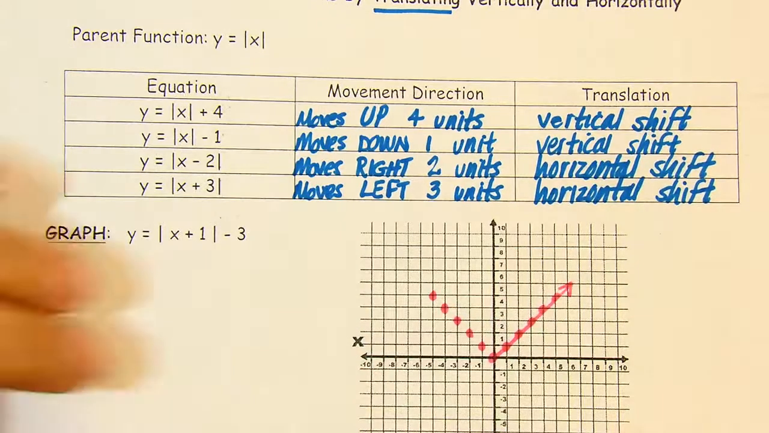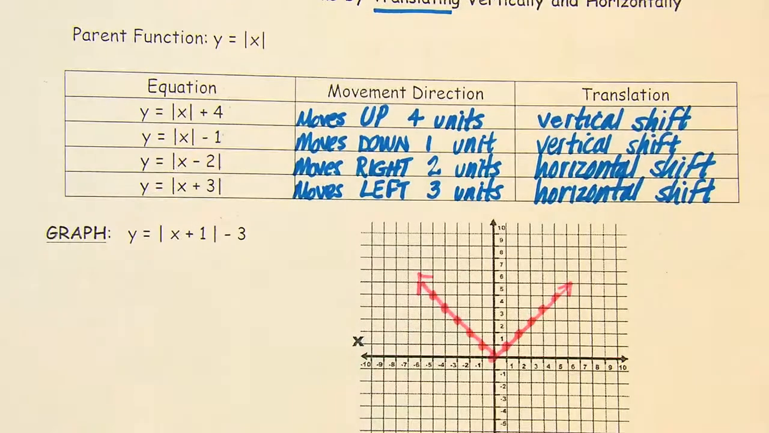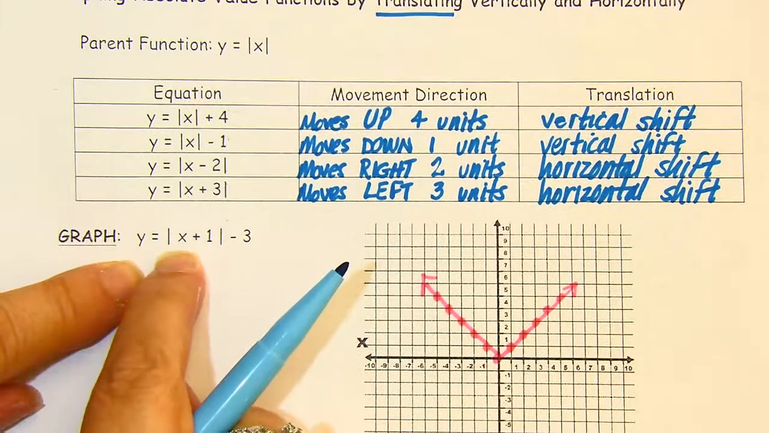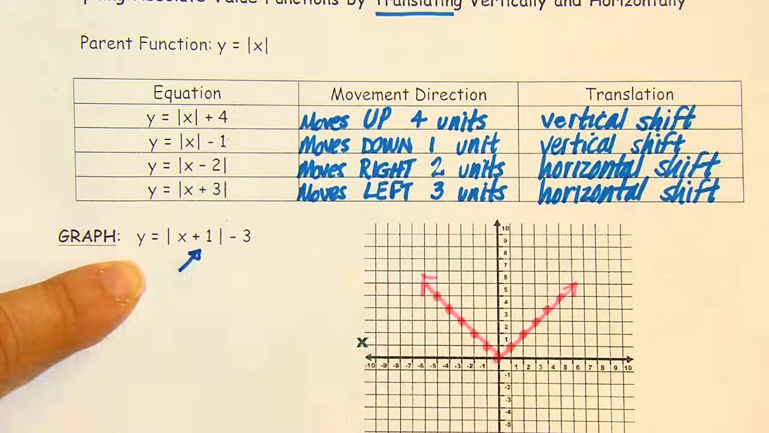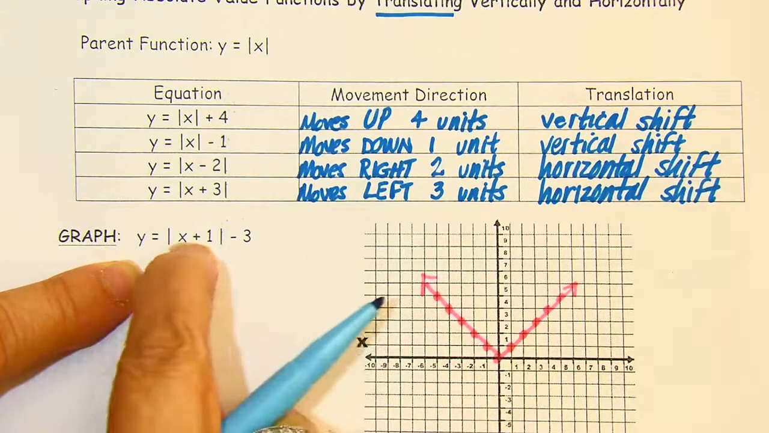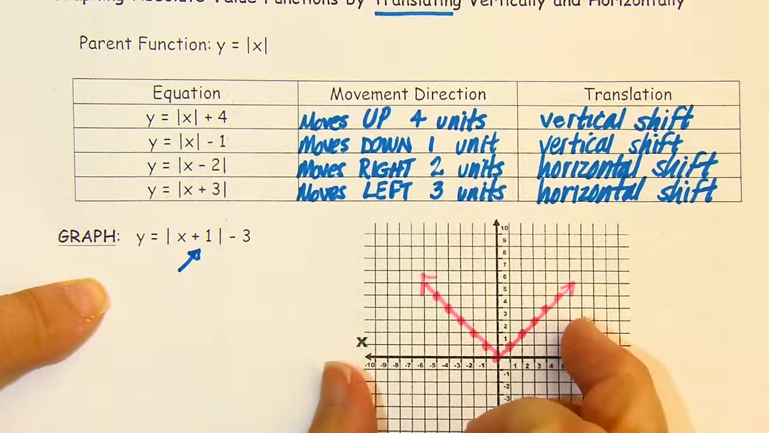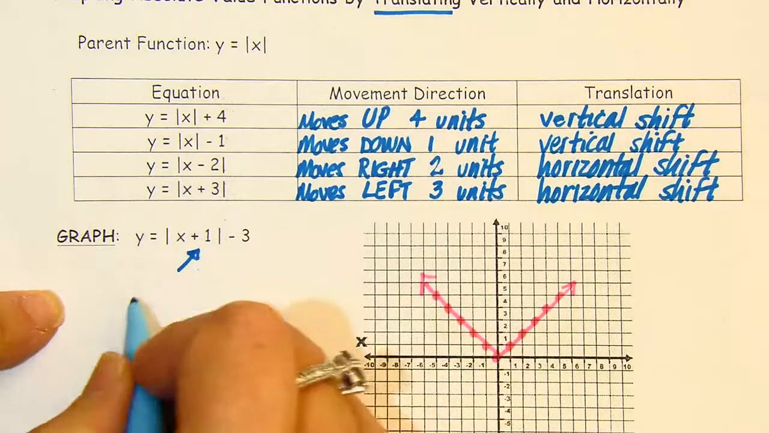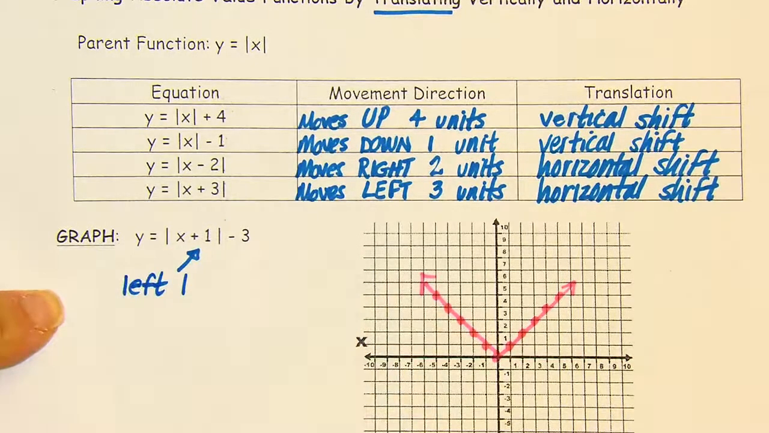Okay. So that is the parent function. Now, I've got 2 translations going on. This right here means, look, when it's inside with x, you move on the x-axis, left or right, not in the direction of the sign, in the direction opposite the sign. So this is a left movement by 1 unit.